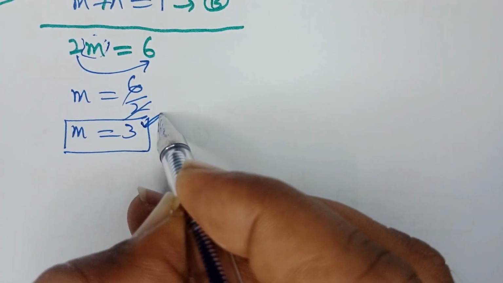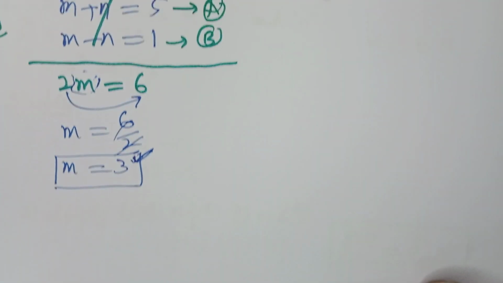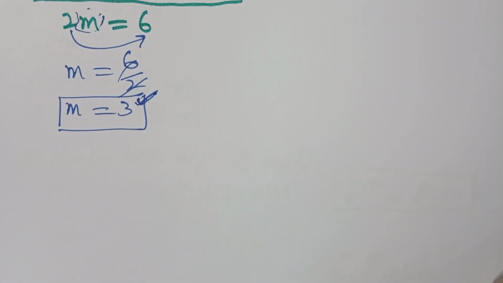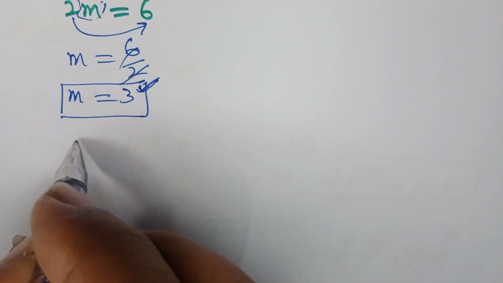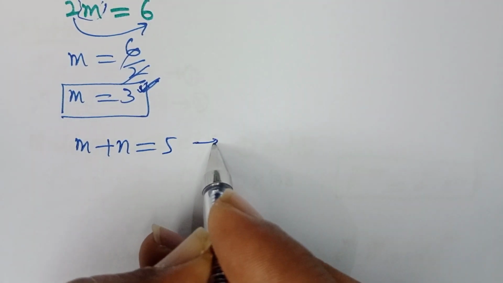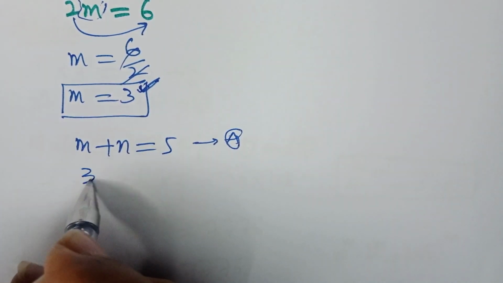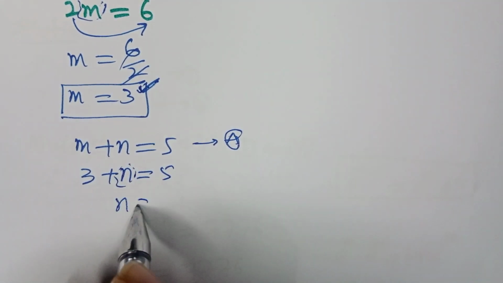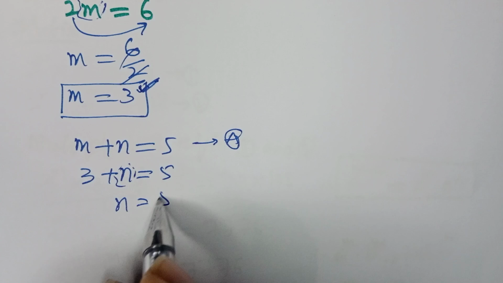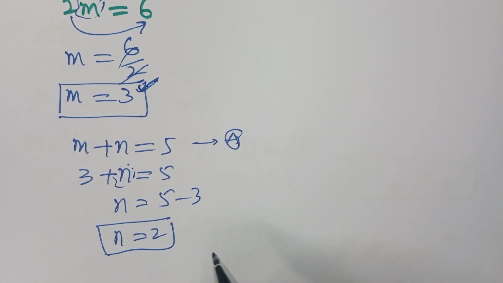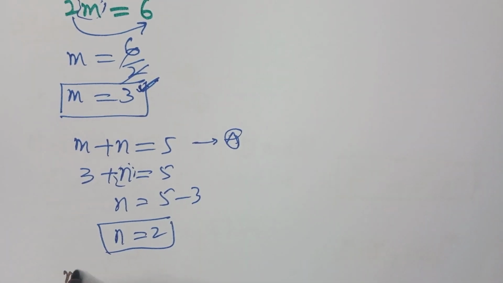Now finding the value of n, put m is equal to 3 in equation A or B as you wish. So m plus n is equal to 5. This is equation A. Now put m is equal to 3: 3 plus n is equal to 5. Then finding the value of n, replace another side, 5 minus 3. So n is equal to 2. So the final answer: m is equal to 3 and n is equal to 2.